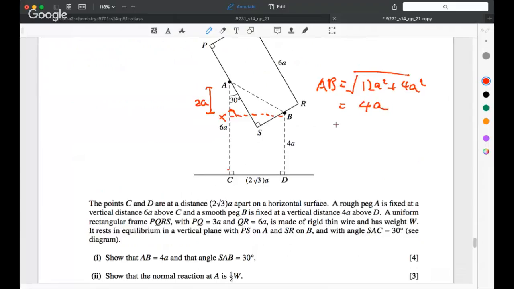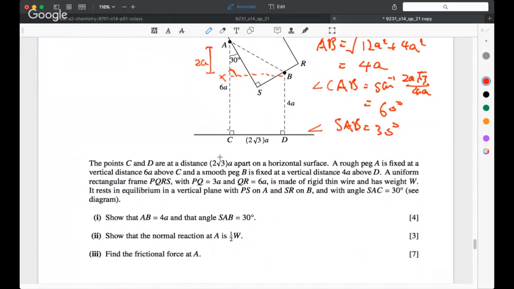After finding AB, we can further find that the angle CAB is the inverse sine of 2a root 3 over 4a. That would be 60 degrees. So the angle SAB is just 90 minus 60, equals 30 degrees.